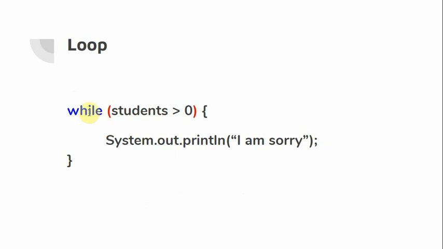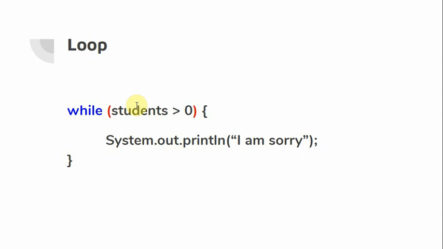So if we look at the code, while is basically the syntax, and then there is this bracket and this bracket, and in between we just write the condition, whatever the condition is. If that's true, it will run the code like this: System.out.println I'm sorry. So if there are any students in the class, that's how the code will know.